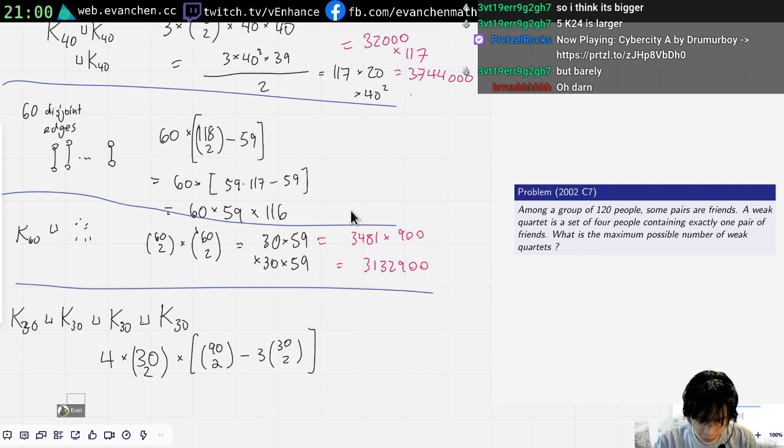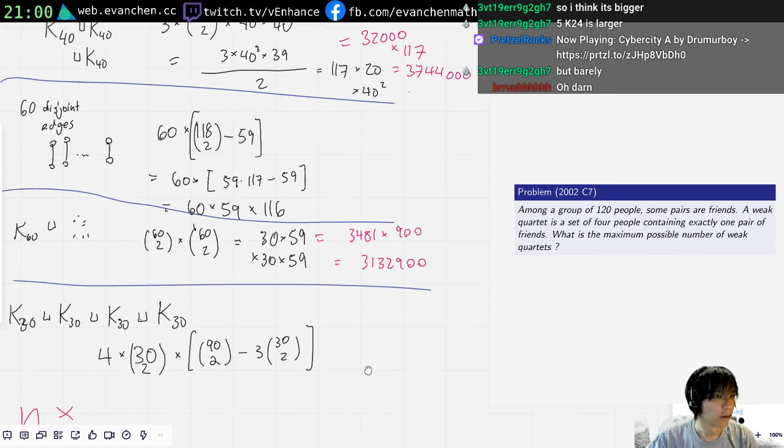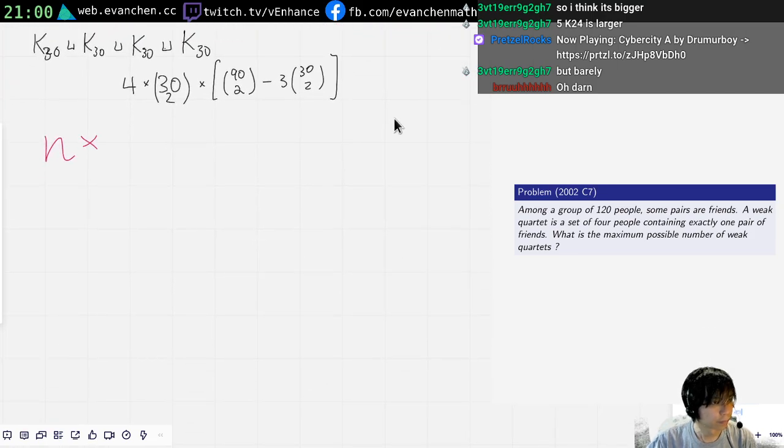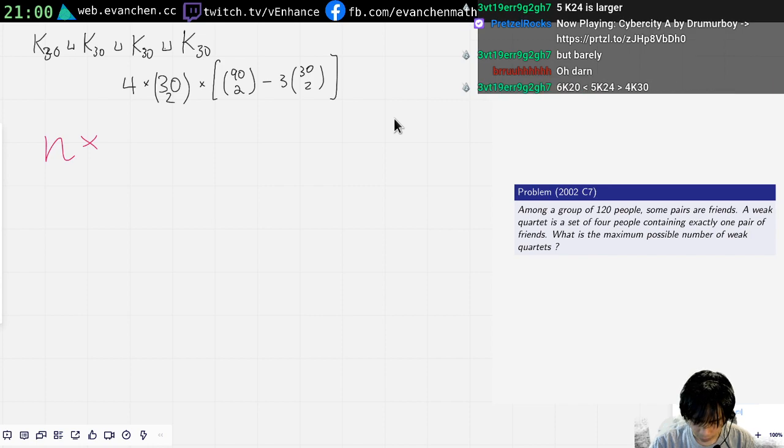Okay, here's the actual question though. What if I have just n K_k things? So if I look at, in general, n times... actually I want n to be the number of vertices. It's easier to express that way.